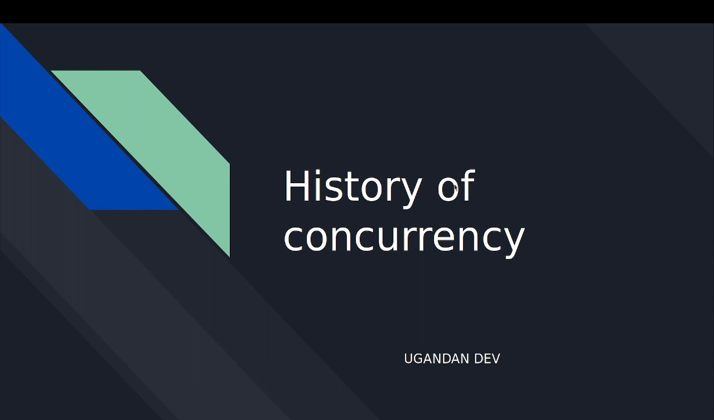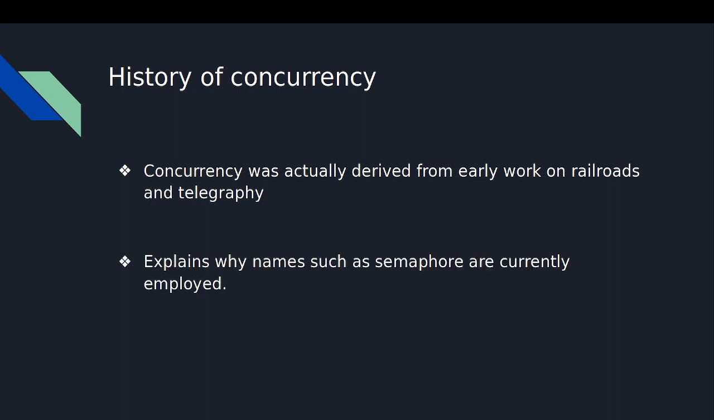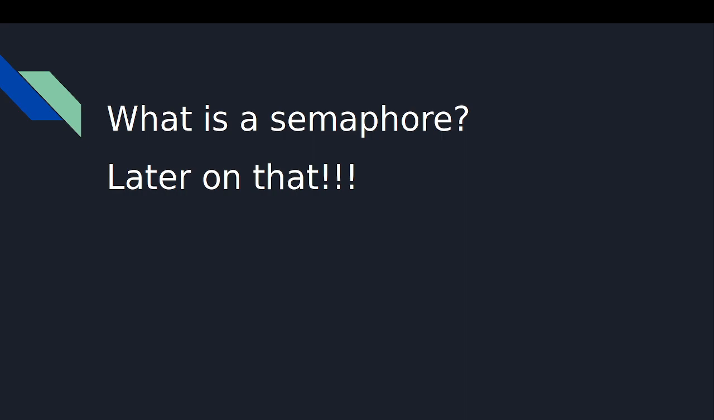It's the Ugandan Dev here, and in this video we are going to look at the history of concurrency. Concurrency originally originates from the guys in railroad engineering, and that's why we hear terms like semaphores, and we'll look at them in subsequent videos. But concurrency originally is not a concept from computer science, but comes from the railroads and telegraphy. And yes, I've talked about semaphores, and we will look at semaphores later on in our course.